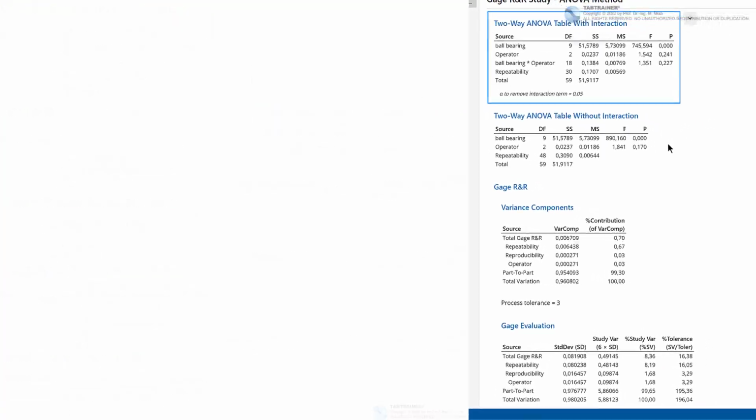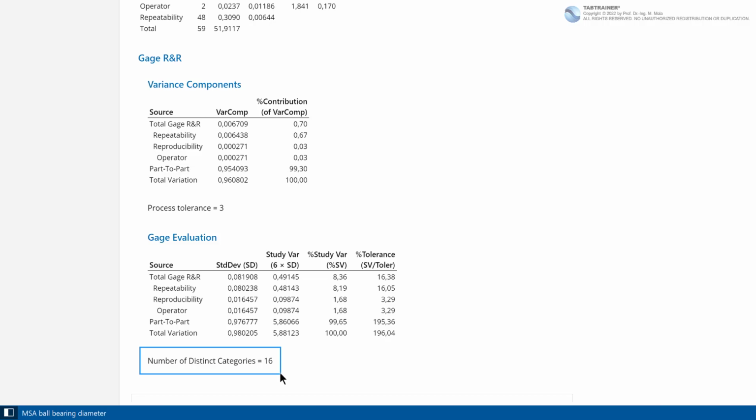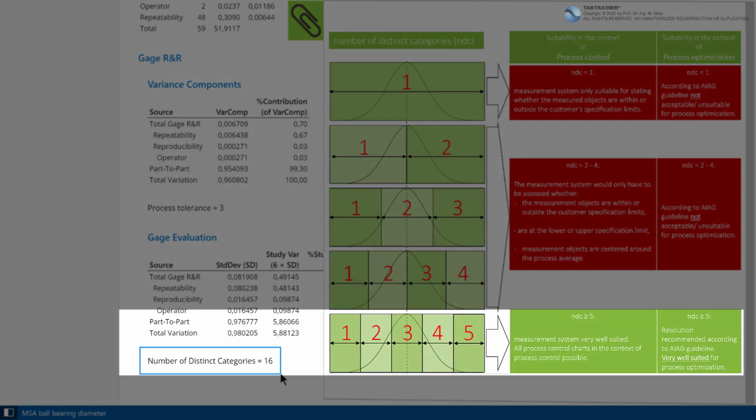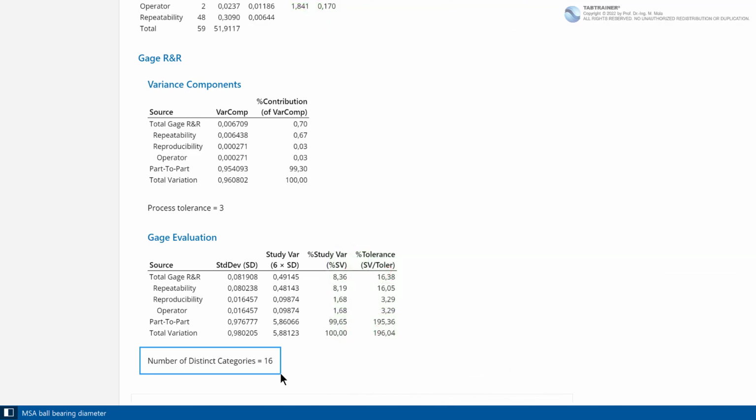We had already discussed and derived in detail the information regarding the number of distinct categories displayed at the end of the gauge R&R section. With 16 distinct categories, it is above the AIAG minimum requirement of 5, so that in addition to a desirably low measurement system variation, there is also a desirably high measurement system resolution.